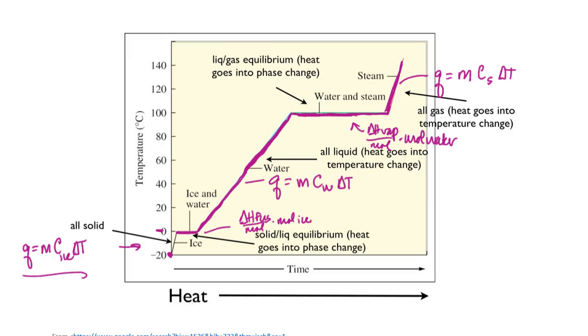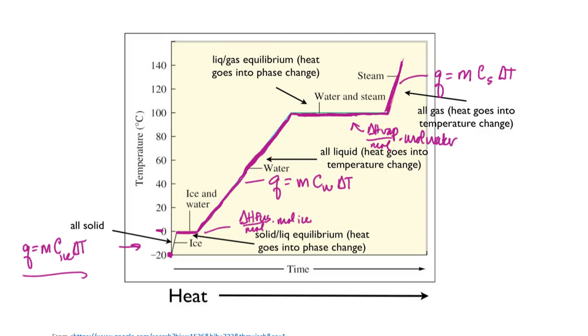And so it is entirely possible, based on this approach, for me to actually calculate how much energy is needed to, say, take a sample of ice from negative 20 degrees Celsius and melt it until I have water, and then heat that water to a specific temperature.